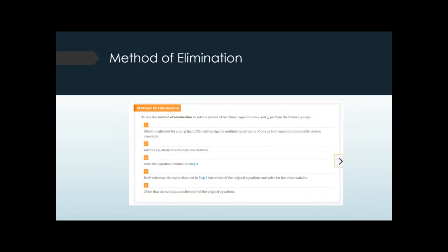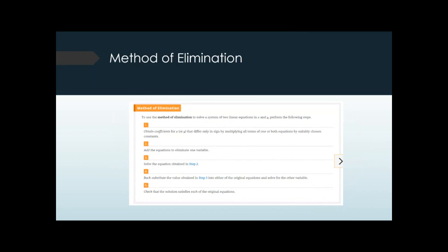So now let's take a look at the method of elimination. A lot of people don't like elimination at first, but the more they do it, the more they tend to like it. I use elimination when I have equations that are in standard form where the x and the y are on the same side. If I don't have both my equations in that form, then I use substitution. So for me, it depends on what my equations look like.